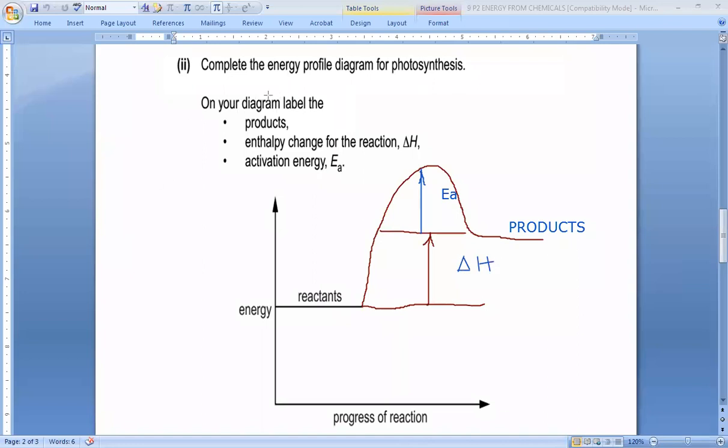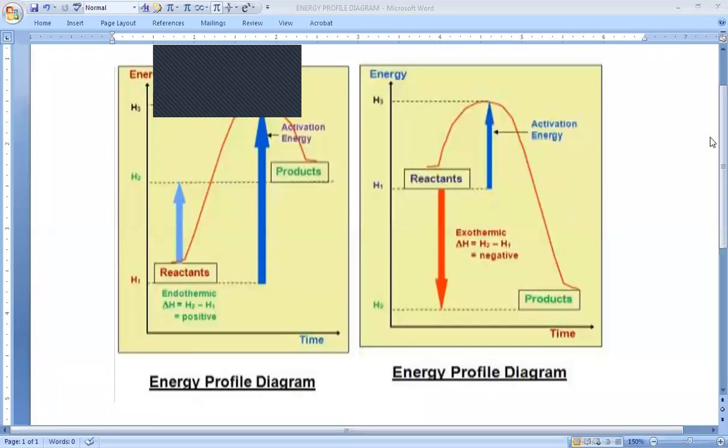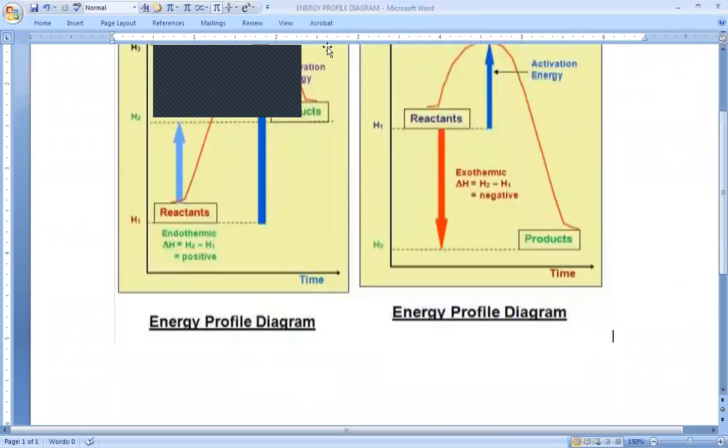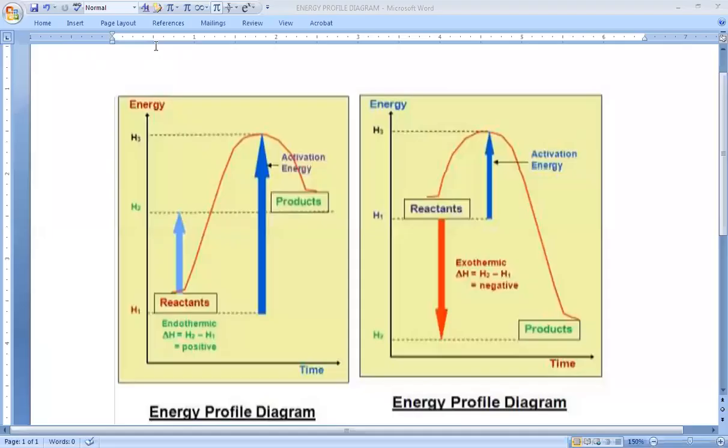So this is only the products you have just labeled, because in an endothermic reaction the products are on the upper side compared to the reactants. Now we have to check our diagram again. We have to compare. The left hand side is the endothermic reaction profile. Reactant to product, this is the activation energy, from the reactant side, not from below to upward. This is the energy profile diagram.